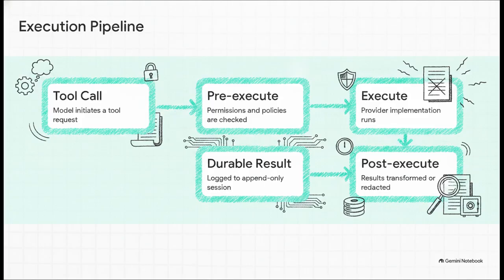But how does a tool actually get used safely? Well, we can trace it through this guarded execution pipeline. When the model wants to fire off a tool, it doesn't just happen instantaneously. First, it hits a pre-execute phase where it checks permissions and policies. Only then does it actually execute. After that, it passes through a post-execute phase, maybe redacting some sensitive data, before finally logging a durable tool result. This ensures that safety and control are baked into absolutely every single action.